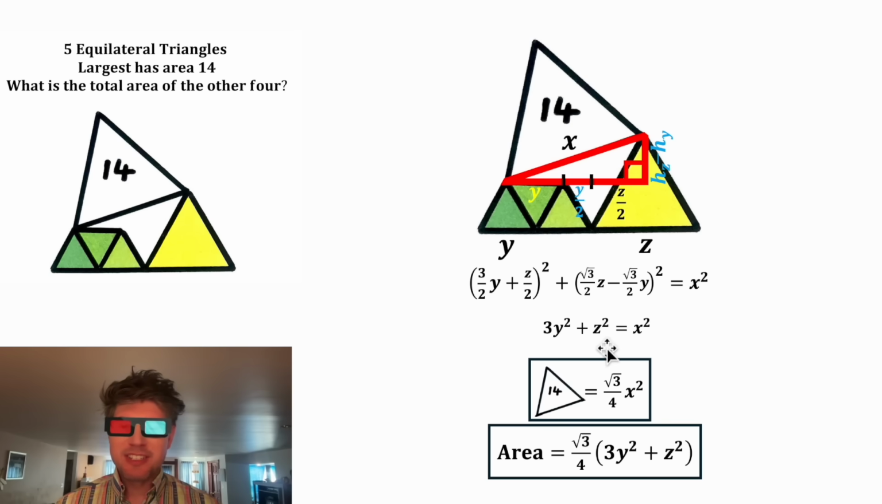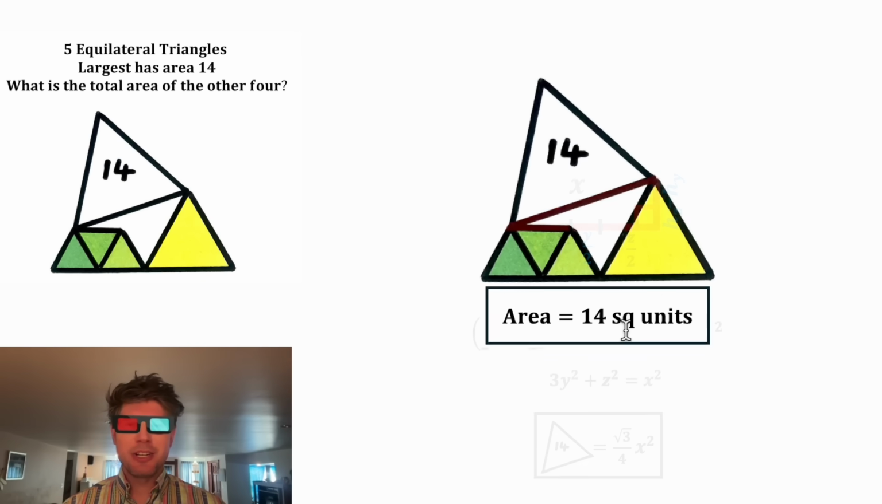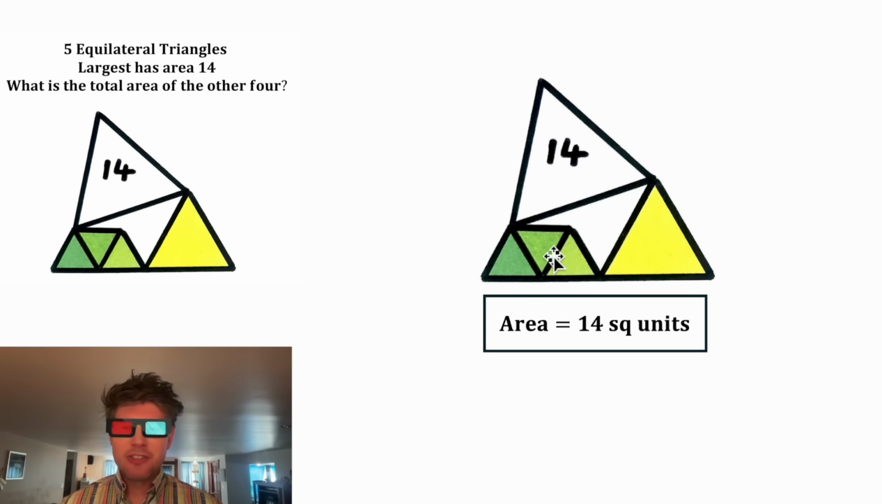And 3y squared plus z squared is part of the formula we were trying to solve. Since this is equal to x squared, in the place of this, we can plug in x squared. And now we have the area is equal to root 3 over 4 x squared. And earlier we showed that root 3 over 4 x squared is equal to 14. So in the place of this, we can plug in 14. Let's give it a label of square units and center it in the box. This is the answer to our question. In this diagram, the total area of these 4 equilateral triangles is equal to 14 square units. It ends up being the exact same area as this triangle. How exciting.